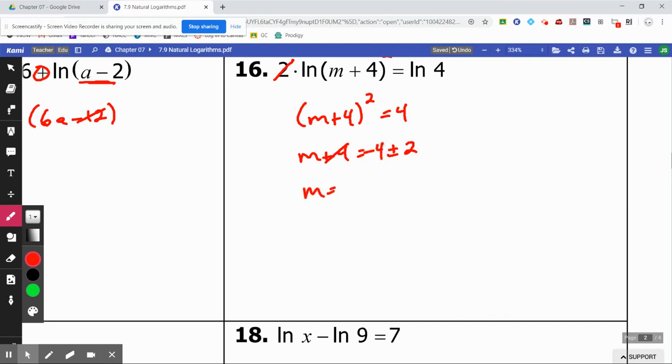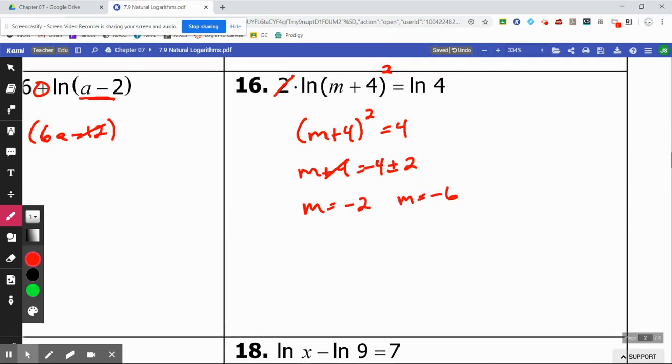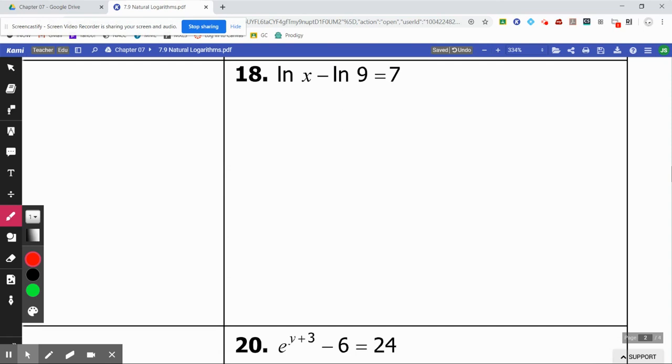M is equal to -4 plus 2, and m is equal to -4 minus 2. So here's our two answers. Again, let's always check and see if they work. Remember that you cannot take the natural log of a negative. If you were to plug in -6, -6 plus 4 is a -2. That would not work. However, plugging in -2, -2 plus 4 is a +2, so this one will. Number 17.